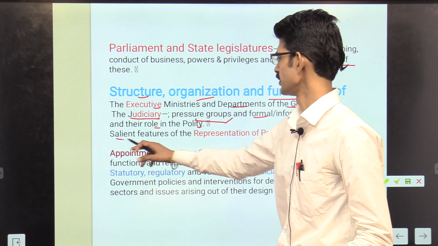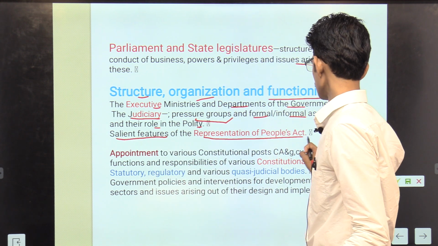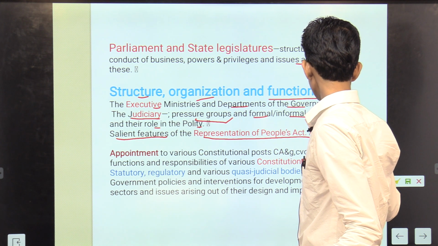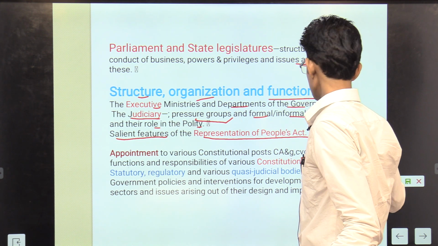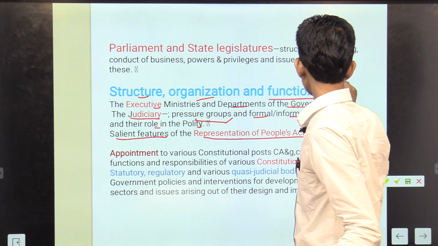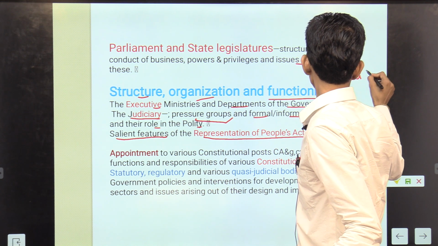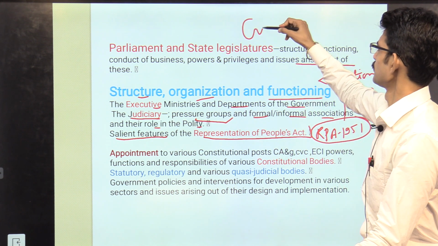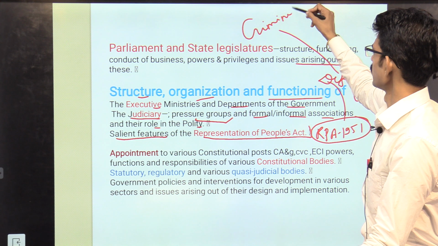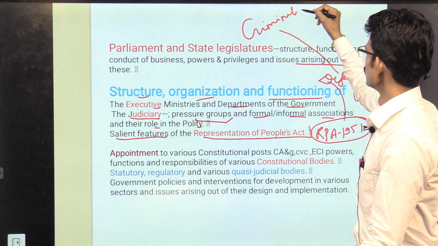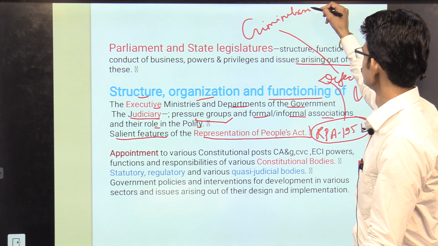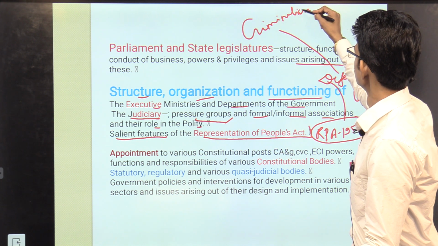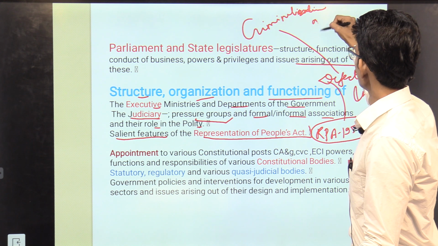And what are the salient features of the Representation of the People Act, RPA 1951, under which there is again the case of defection laws. Then there is the issue of criminalization of politics, which is again frequently asked in UPSC questions.